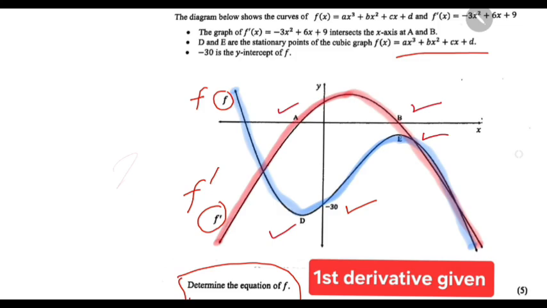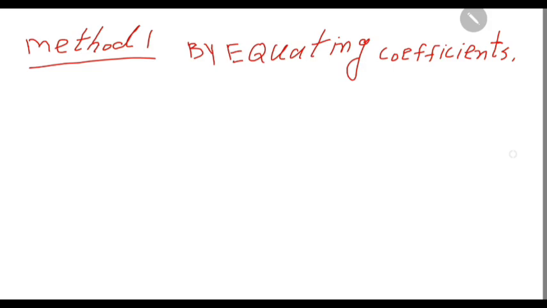The first method, by equating the coefficients. The second method, apply integration. AP math learners will understand that better. You can apply the antiderivative and then solve this question. I'll show you both ways. So method 1, by equating coefficients. The pure math learners like this method and it is easy for them.